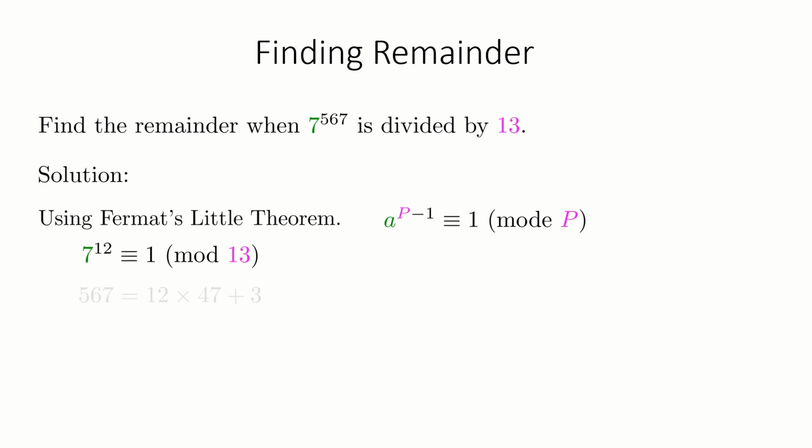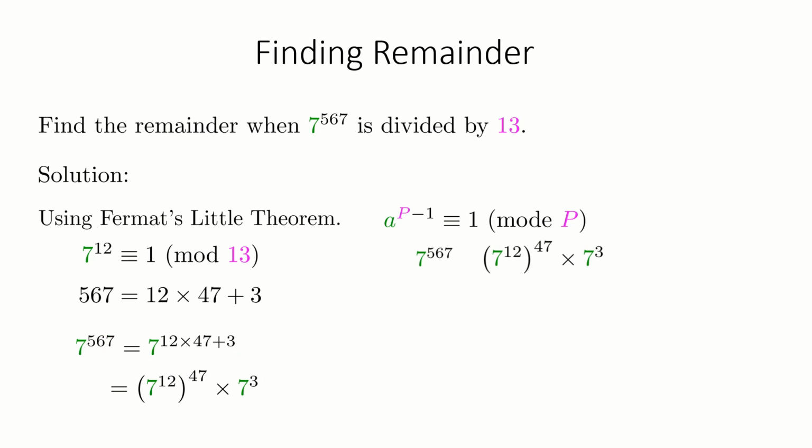Using the division theorem, we can write 567 as 47 times 12 plus 3. We have not chosen these numbers randomly, but we calculated remainder 3 when 567 is divided by 12 and wrote 567 equal to the remainder 3 plus 12 times 47. So we can write 7 raised to the power 567 as 7 raised to the power 47 times 12 plus 3, which we can further write like this. 7 raised to the power 567 is equal to 7 raised to the power 12 raised to the power 47 times 7 raised to the power 3.